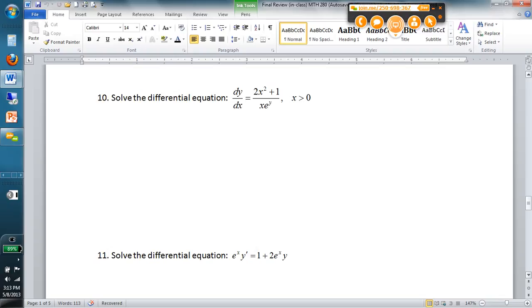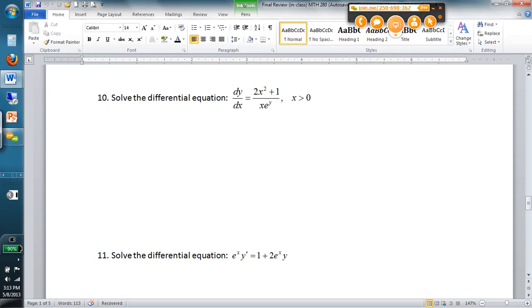All right, another component to our little course here was differential equations, a little intro to differential equations. We saw two types: separable and first order linear. Which one is this? Separable. Yeah, this is a separable.